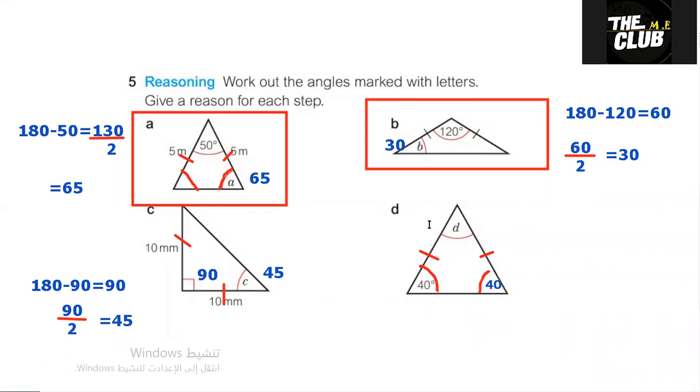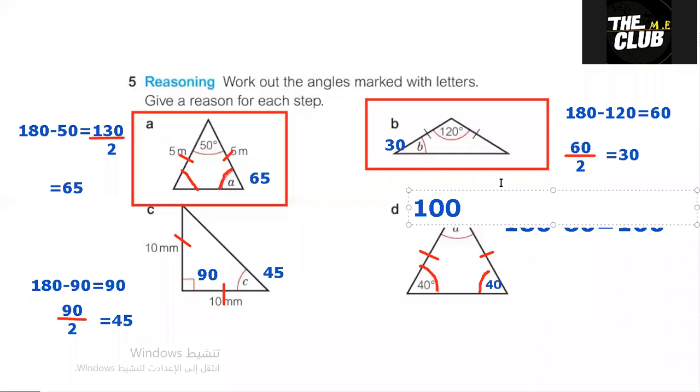Now, how can I find the different angle? Very good. I'm going to add both of them and then subtract it from 180. So I'm going to say 180. Let me make it bigger so you can see it. So 180 minus these together, which gives me 80. And this will equal 100. So D here is 100.